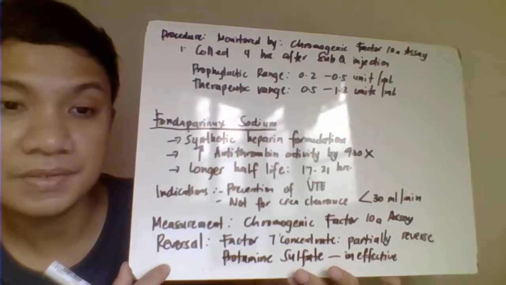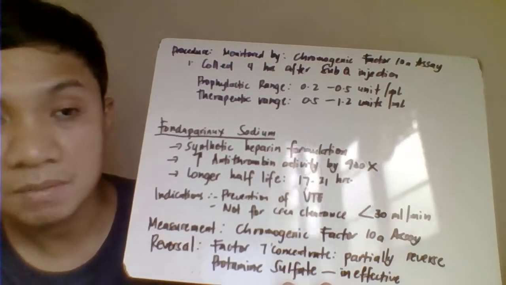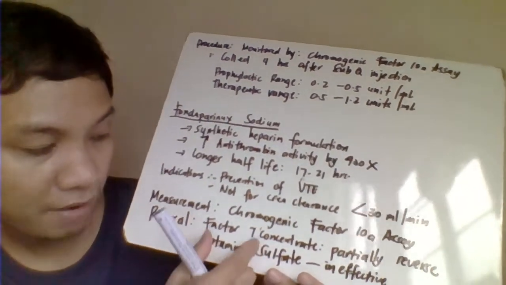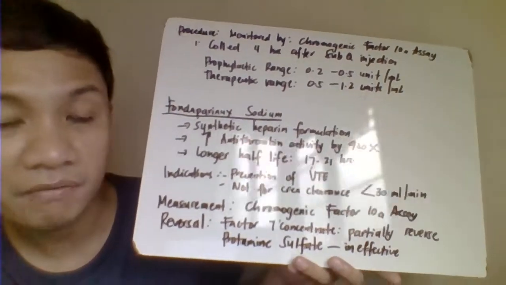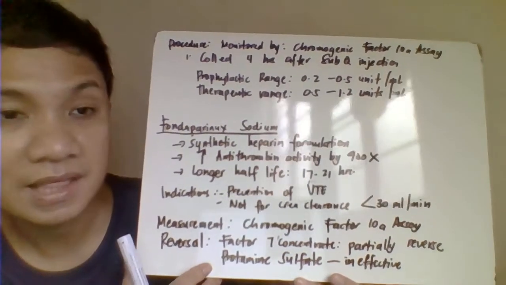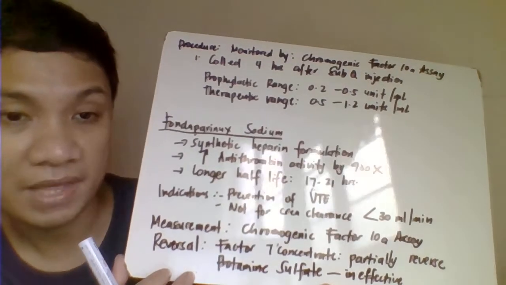We have here the reversal. If there is a bleeding manifestation because of too much administration of fondaparinux sodium, it could be reversed by factor 7 concentrate. It says partially reversed but can help. It can help. Protamine sulfate cannot reverse it.